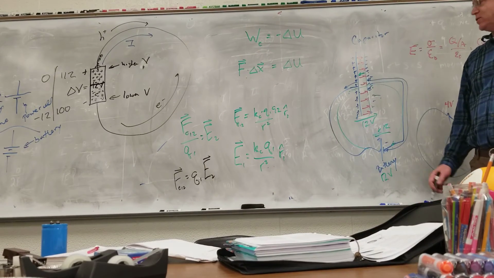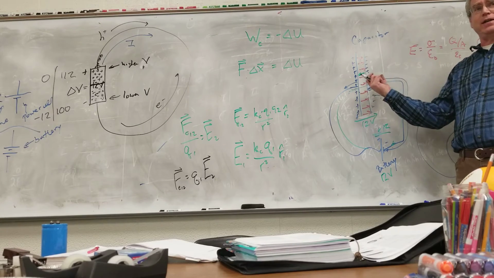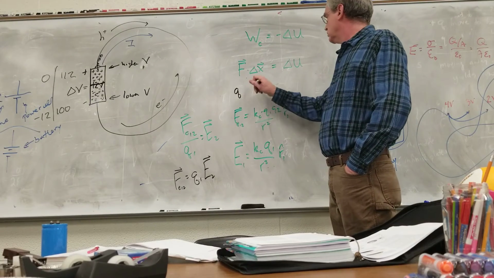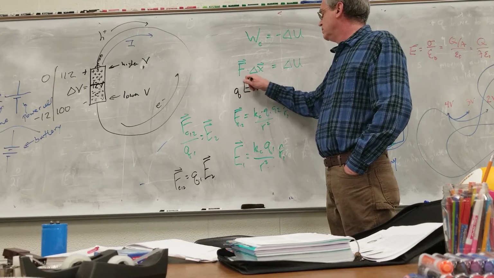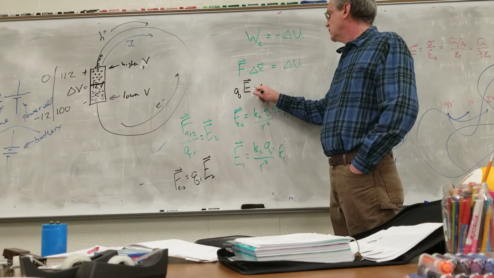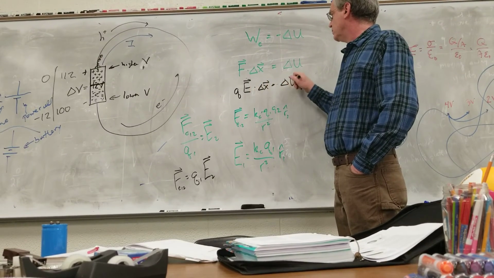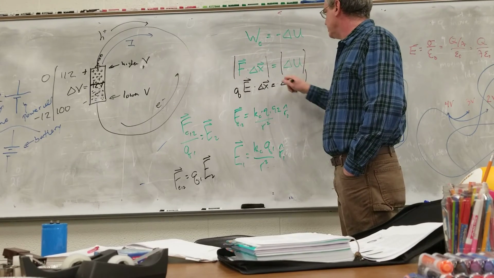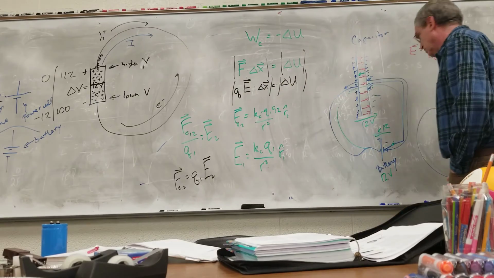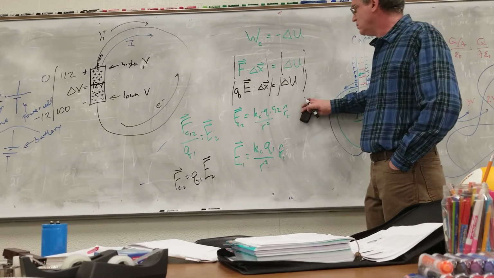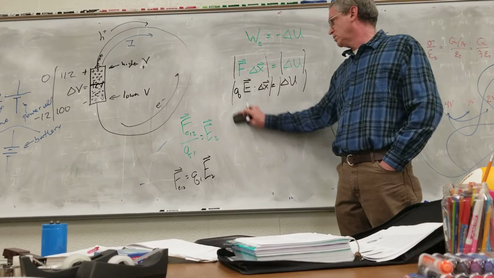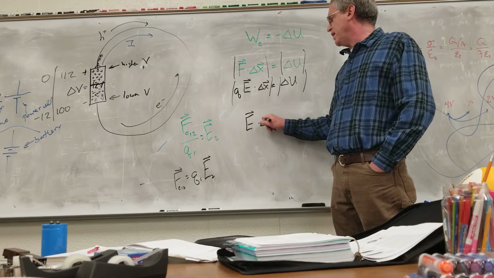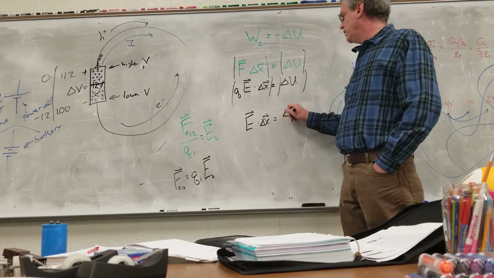In other words, force is just the charge of this electron times the electric field that it's in. So this will be Q times that electric field dot delta X is equal to delta U. The signs are bugging me, so I'm just putting absolute value symbols around it. If I divide both sides by the charge, I get the electric field times delta X is equal to delta U divided by Q.